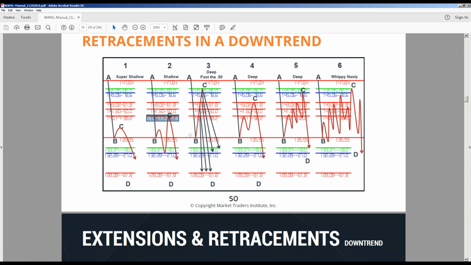Also, the market will retrace to the 86 and then it will move towards the 1.18, or it will just retrace to give you a deep retracement past the 50. You can also have a deep retracement where the market would bounce against the 382 but not take out the B low and give you a deeper retracement. It might wave up to give you a deeper C, or it might turn whippy, nasty, lashy.